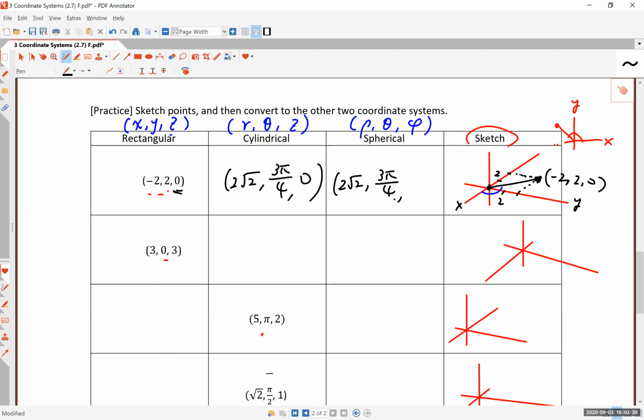Now, what is the angle phi? Remember, angle phi measures the angle of this vector from the positive z-axis. What is the angle between the positive z-axis and that vector from 0 to this point? And the answer is, of course, you have to go 90 degrees down from the positive z-axis. And so this is pi over 2.